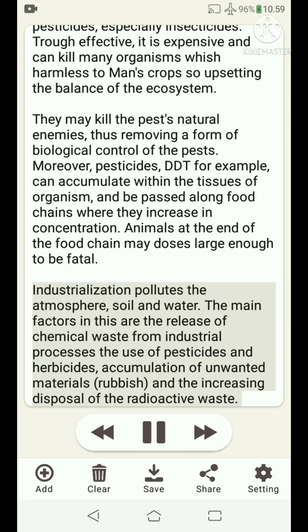Industrialization pollutes the atmosphere, soil and water. The main factors in this are the release of chemical waste from industrial processes, the use of pesticides and herbicides, accumulation of unwanted materials, rubbish, and the increasing disposal of radioactive waste.